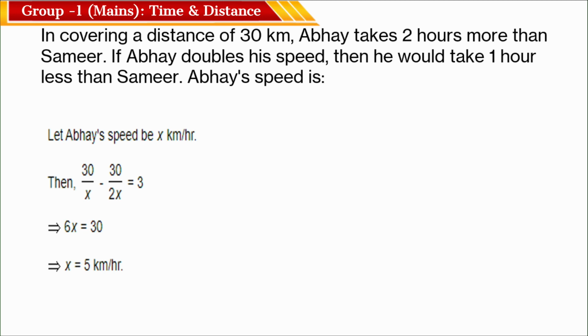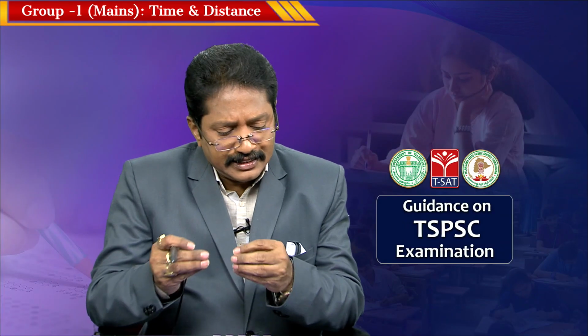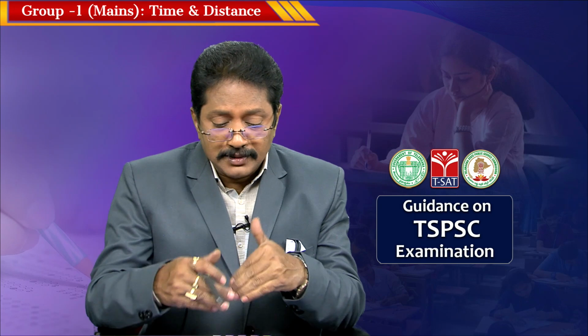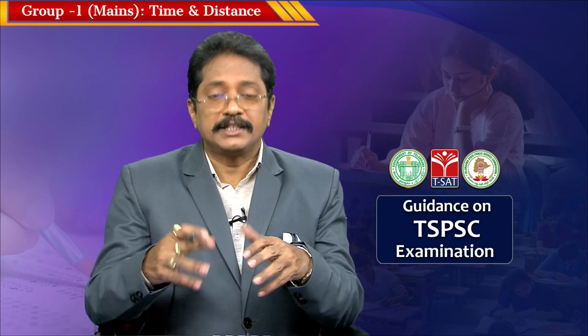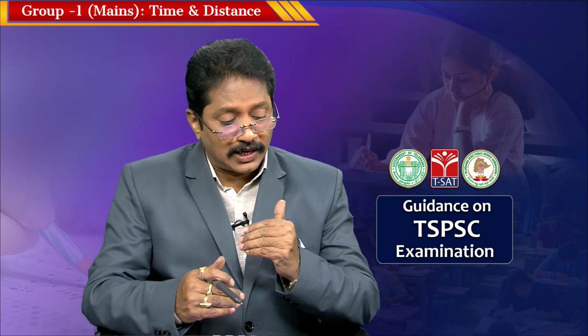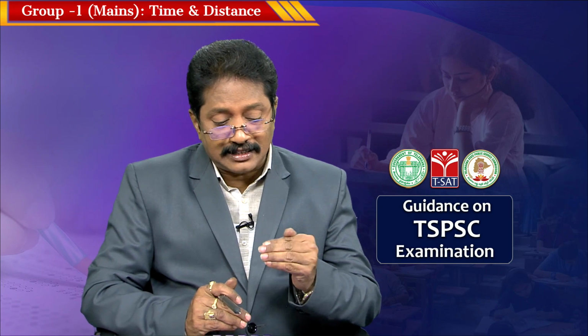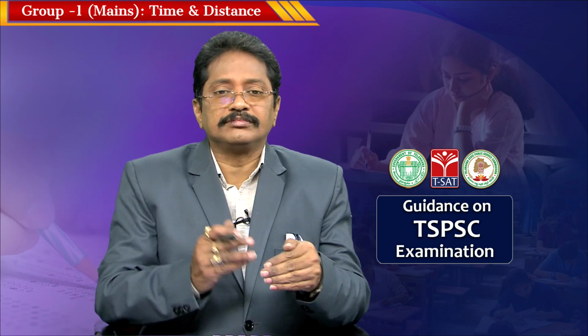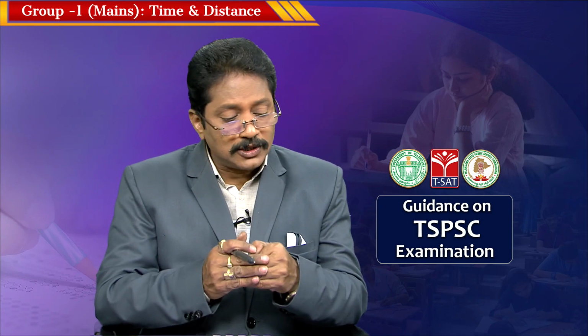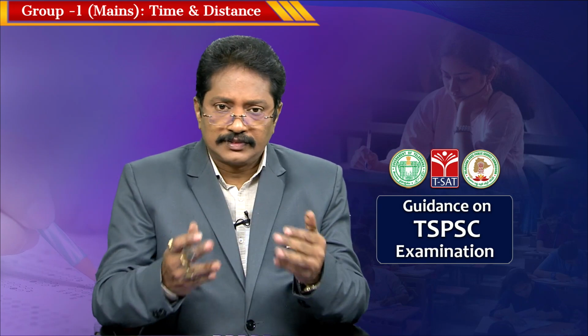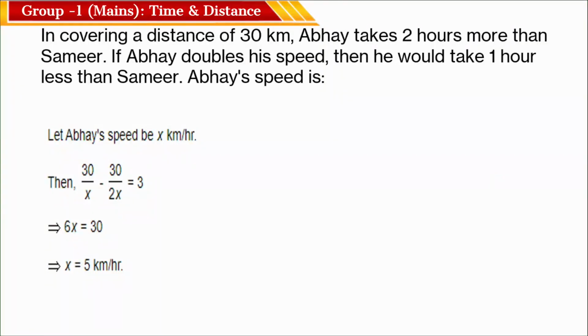Here Abhay and Samir are two persons. They travel 30 kilometers distance. Okay, Abhay takes 2 hours more than Samir because he drives the vehicle a little bit slower. When Abhay doubles his speed, to double his actual speed, then he would take 1 hour less than Samir. So when he travels at his actual speed, he takes 2 hours more than Samir, when he drives very slowly.